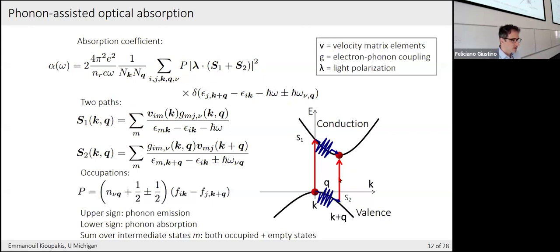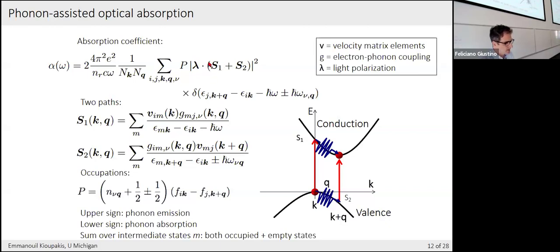And because we have two paths, depending on which order the velocity or the G matrix elements are taken into account, we have two terms inside the sum. And we have to first sum them and then square them, because we have to account for interference between these two terms. Right? Again, lambda is the light polarization.